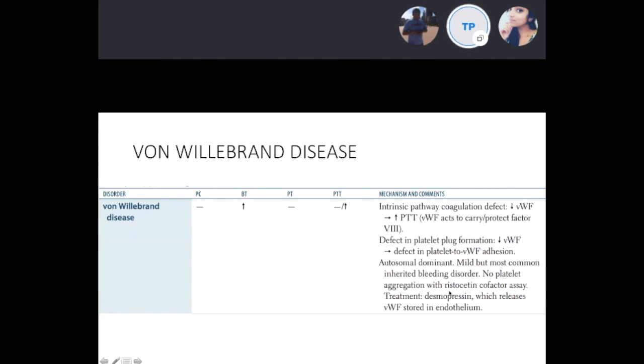No platelet aggregation can occur with the ristocetin cofactor assay, which I'm going to discuss in a little bit of detail. And then treatment is desmopressin, which releases von Willebrand factor stored in the endothelium, which I'll also touch on a little bit. So again, bleed time is going to be increased as we are unable to really form a platelet plug. And then the PTT time can be anywhere from normal to increased.